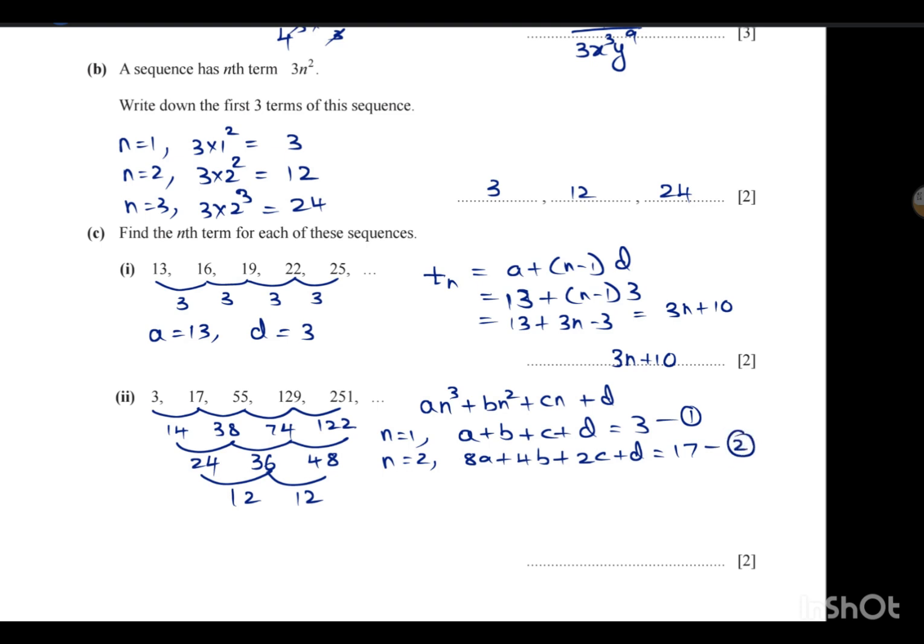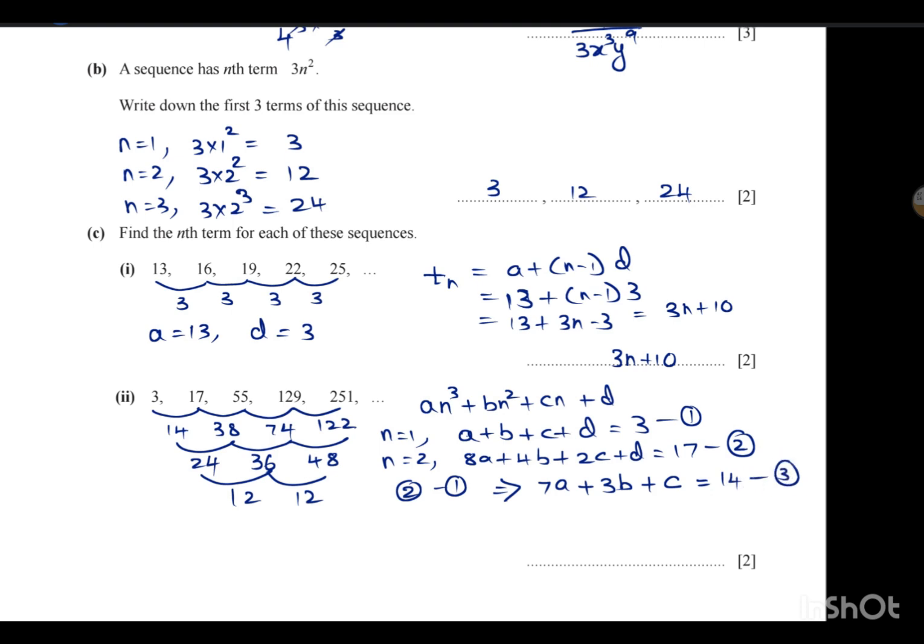Now here let me cancel out d and make an equation. Let me subtract equation 2 minus equation 1. When we subtract 2 minus 1, 8a minus a is 7a, 4b minus b is 3b, and 2c minus c is just c. d and d get cancelled, and you get 14 here. Let us take this as equation 3.